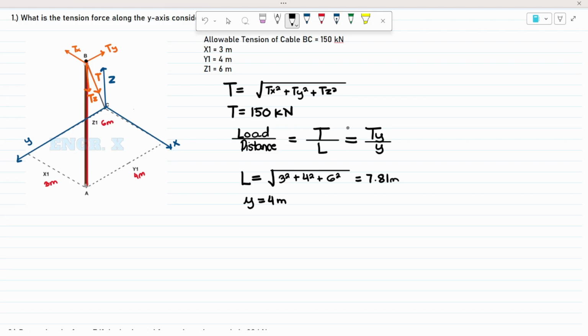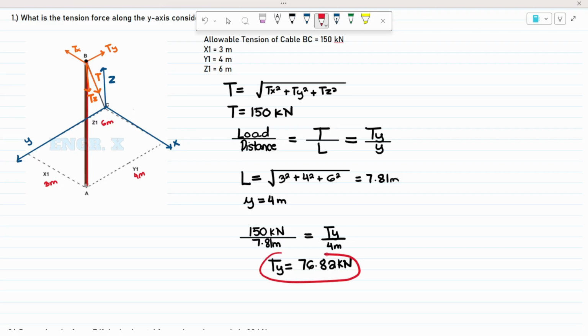So for Ty, let us input the values in the equation. 150 kilonewtons all over 7.81 meters equals Ty all over 4 meters. Solving for Ty, we will have 76.82 kilonewtons. And this is our final answer.